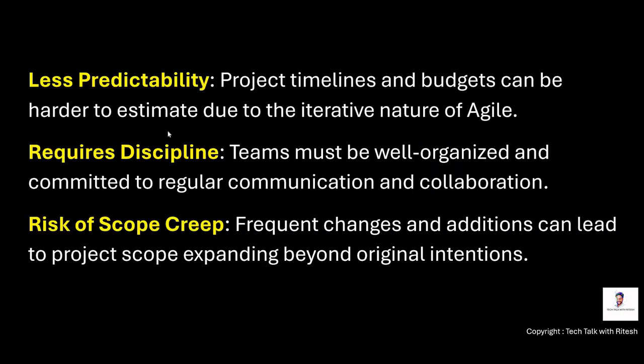First one is less predictability. Project timelines and budgets can be harder to estimate due to the iterative nature of Agile. Right, so someone says, can you give me an estimate of this project right away? So it's not predictable. Requires discipline. Teams must be well organized and committed to regular communication and collaboration.